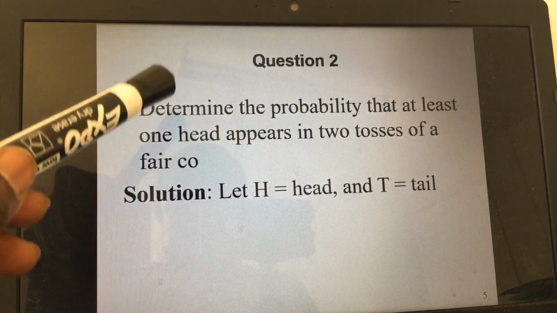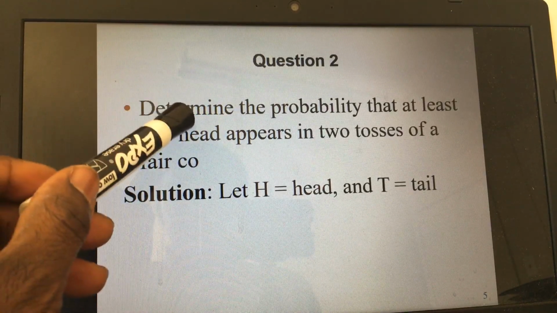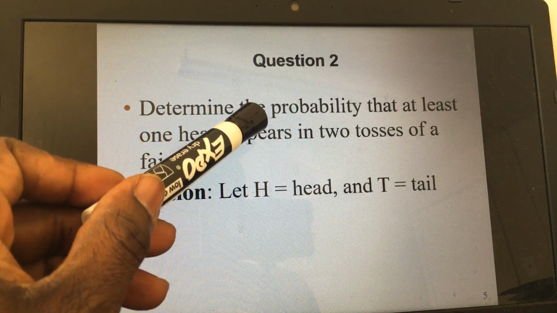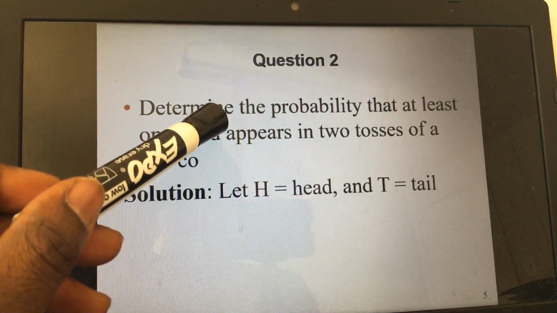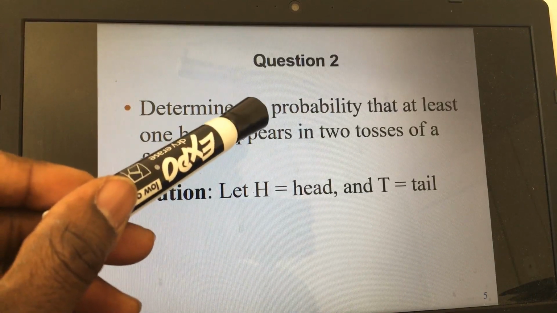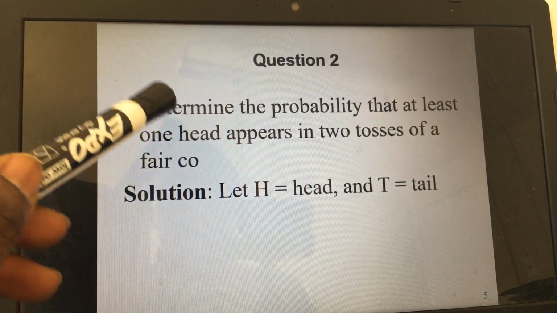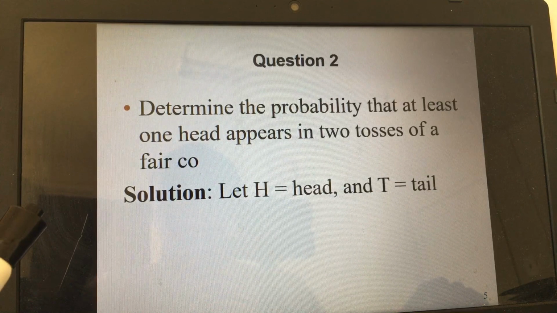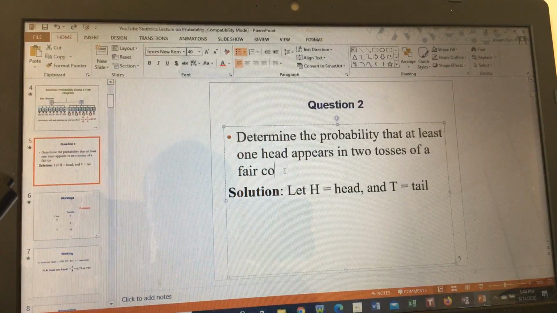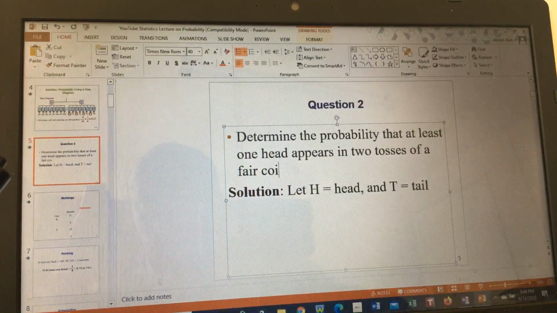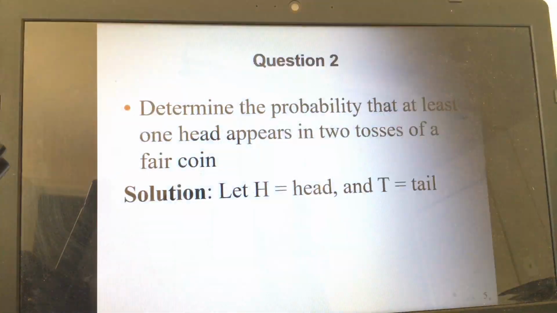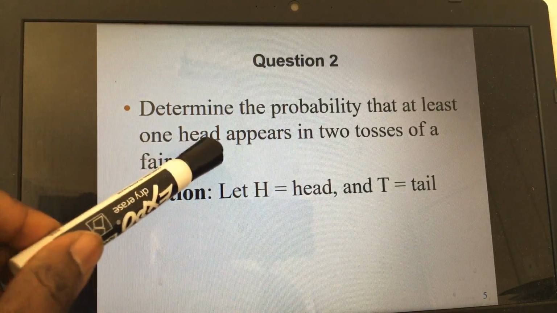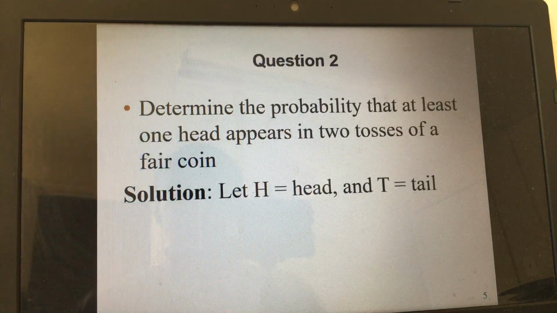It says, determine the probability that at least one head appears in 2 tosses of a fair coin. Actually, let me make a correction here. A fair coin. Okay? Yep, that's good. 2 tosses of a fair coin.